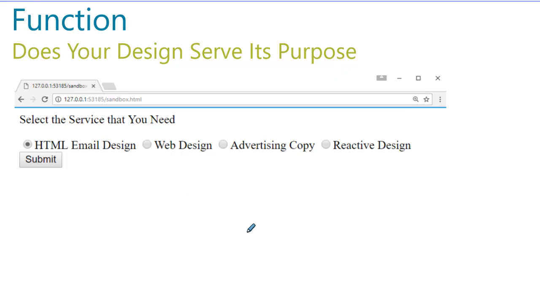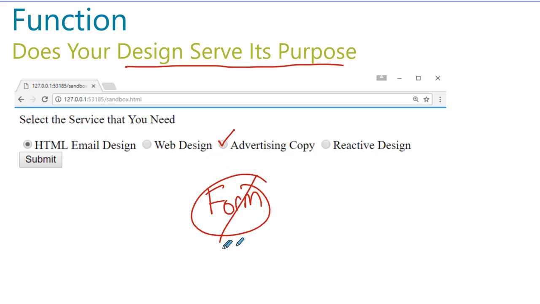Okay, so what about an example of good function? So function is, how does your design serve its purpose? Now this is the same exact example, right? Select the service that you need. Now this serves its function very well, because look, it's very easy to know which services are being offered, and I can very easily click on the one that I want and get the service that I need. But its form is very lacking. It has no design to it. It has no beauty to it. It's not representing the business very well. So it has function but no form.